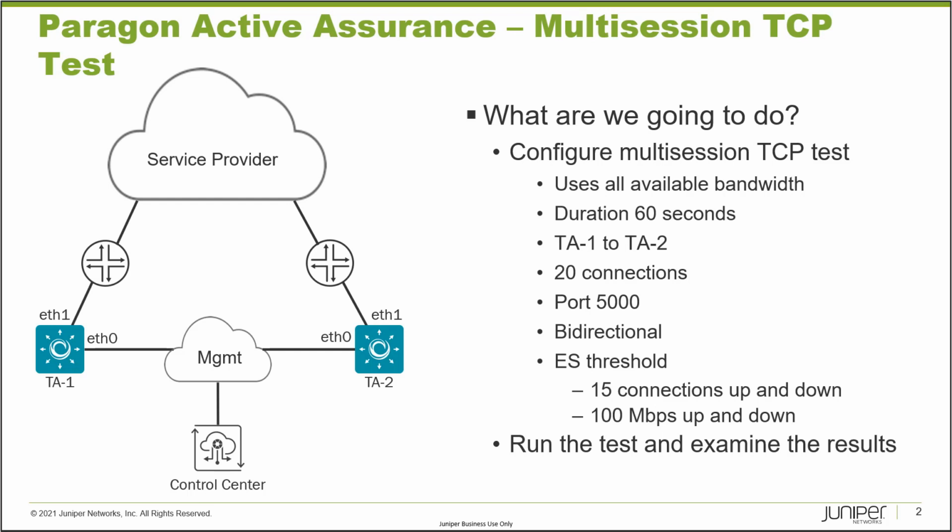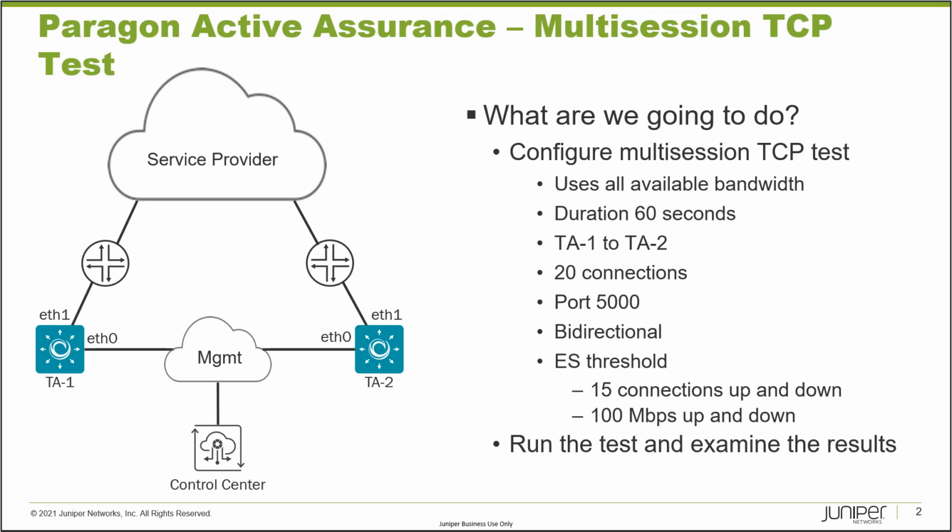Okay, so with that, what do we want to do? We talked about using all available bandwidth. Duration is going to be 60 seconds, which is just the default. We're going to be using TA1 to TA2. We're going to have 20 connections, so there'll be 20 connections going from TA1 to TA2, and 20 connections going from TA2 to TA1, because this test is bidirectional. And we're going to use port 5000, which is also the default.